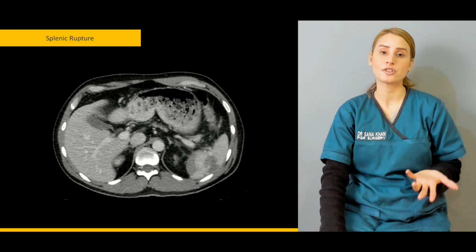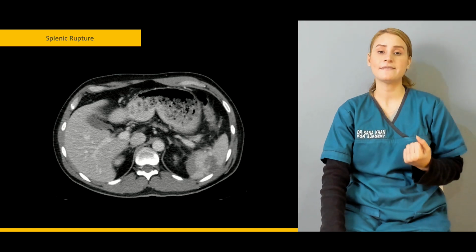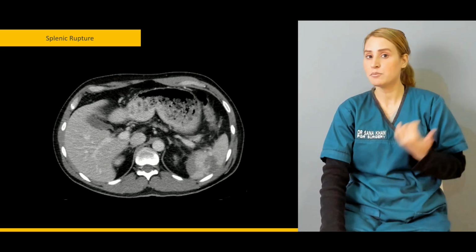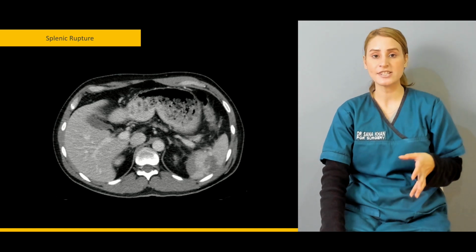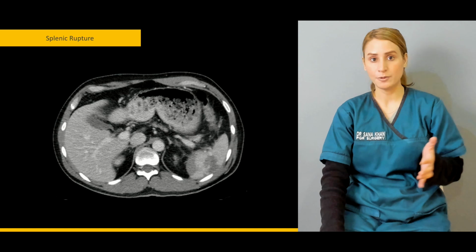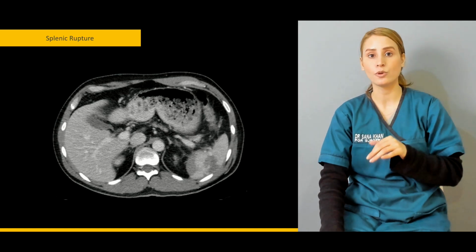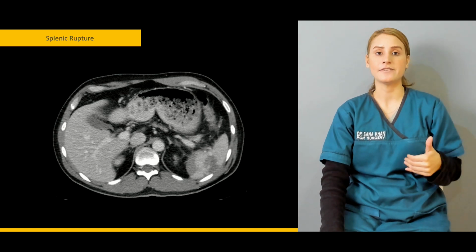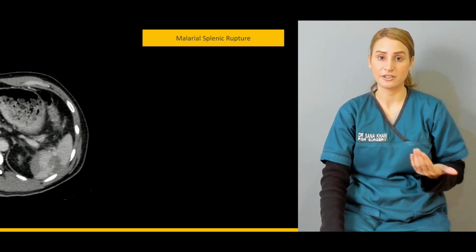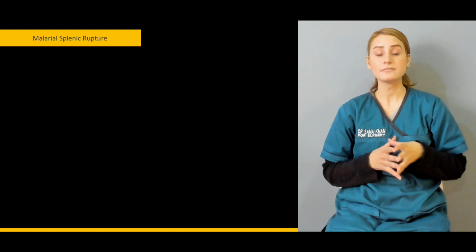In splenic rupture, the most important single investigation is a contrast enhanced CT scan. But if you don't have a CT scan available and you're working in an emergency department, then the FAST scan would be enough, because if there is free fluid in the abdominal cavity and a patient is complaining about left hypochondrium pain, then you suspect splenic rupture.